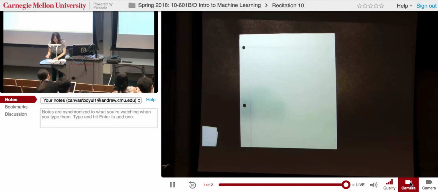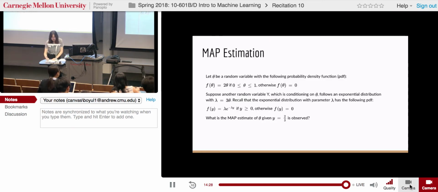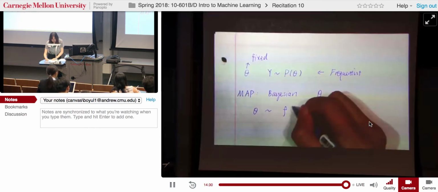So this is fixed. Theta is fixed. And this is the frequentist point of view. You might not hear the word frequentist a lot, but this is the traditional probability theory setting. But in MAP, we're using the Bayesian point of view, where theta is a random variable itself.